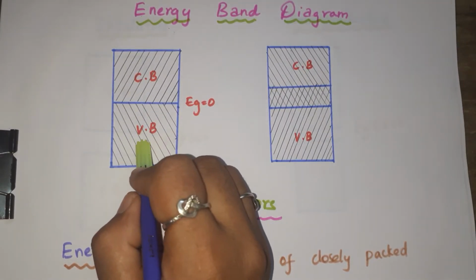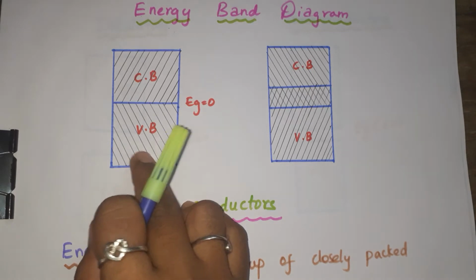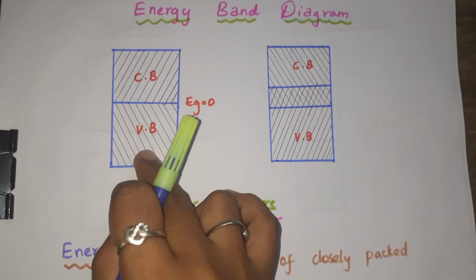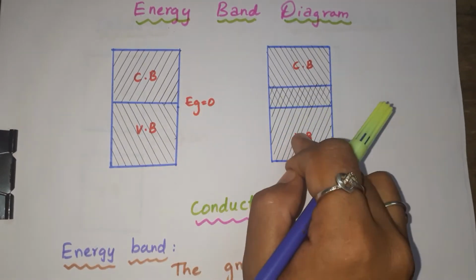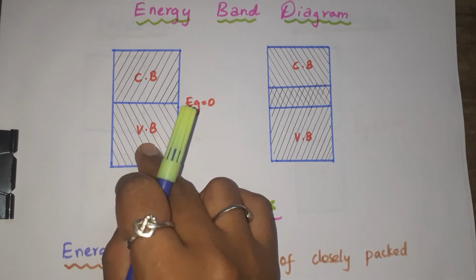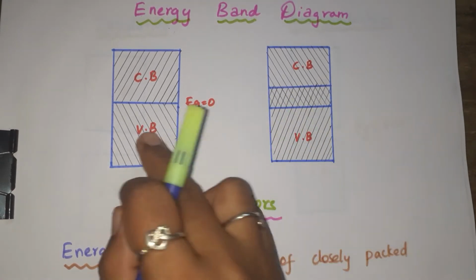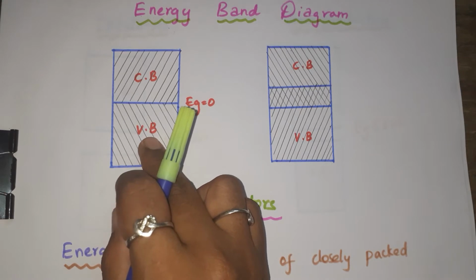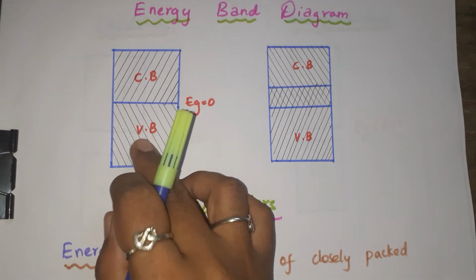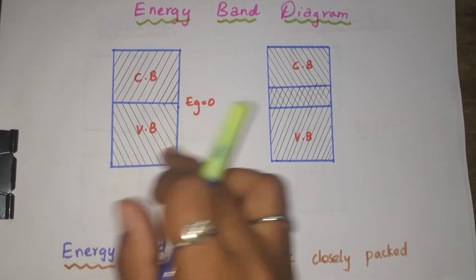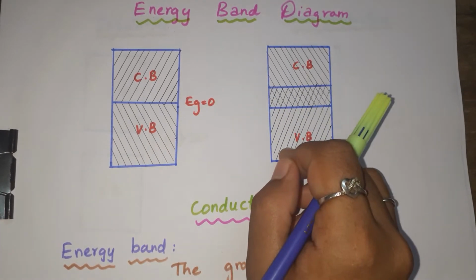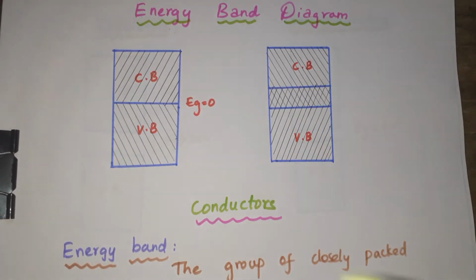Valence is nothing but the energy bands which are completely filled at 0 Kelvin. You can call this a valence band. VB is the valence band. So what is the valence band? The energy bands which are completely filled at 0 Kelvin. This is called the valence band.